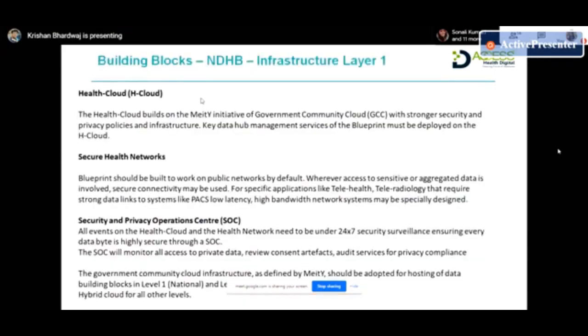So the first thing they talk about is the health cloud. Now, MeitY will be responsible for developing these health clouds. These are part of the government community cloud initiative, the government cloud initiative. Primarily all the data management, at least for the primary and public facilities, all the data storage at the state level or at the national level, related to public facilities, has to be managed by the MeitY-owned health clouds.